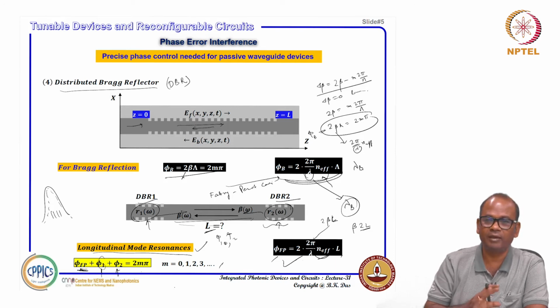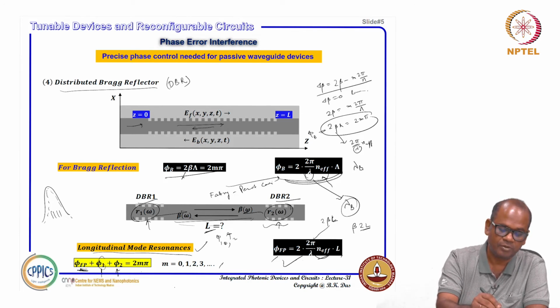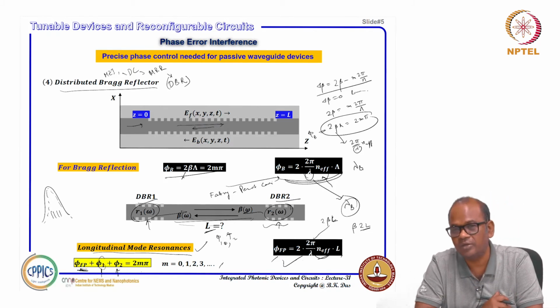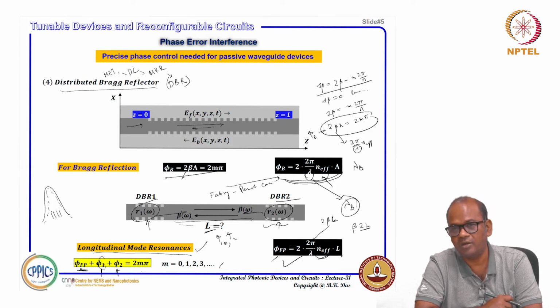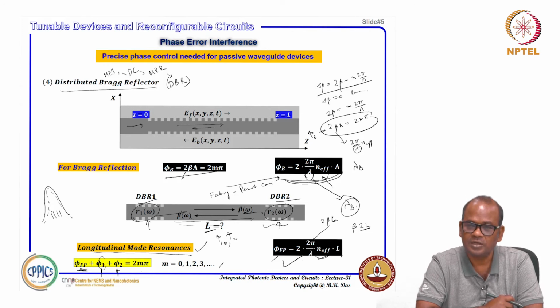Okay. So, we have given 4 examples: Mach Zehnder interferometer, directional coupler, micro ring resonator, and then DBR. These are 4 different important devices we have discussed, where we have found that precise control of phase is required to have a certain kind of output function. If it deviates, then your operating wavelength, resonance wavelength, everything will be changed, and that will be a catastrophe. Okay. This is actually an important part. Phase control is very, very important.